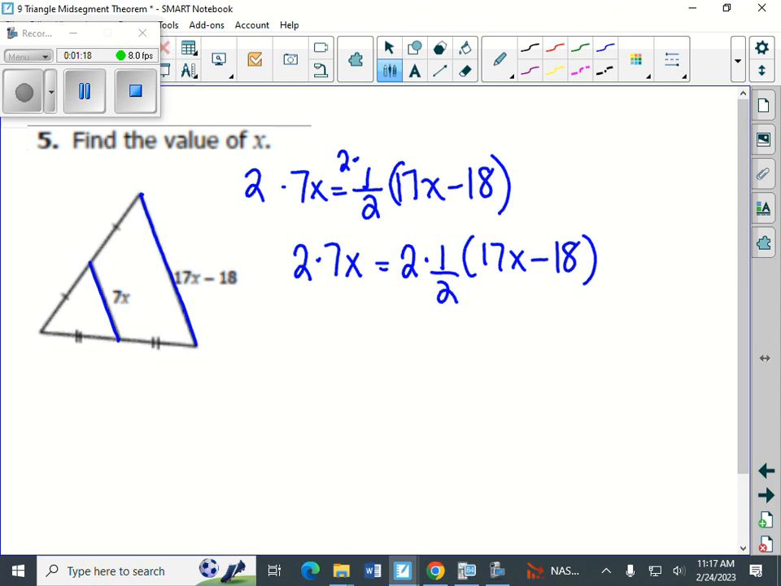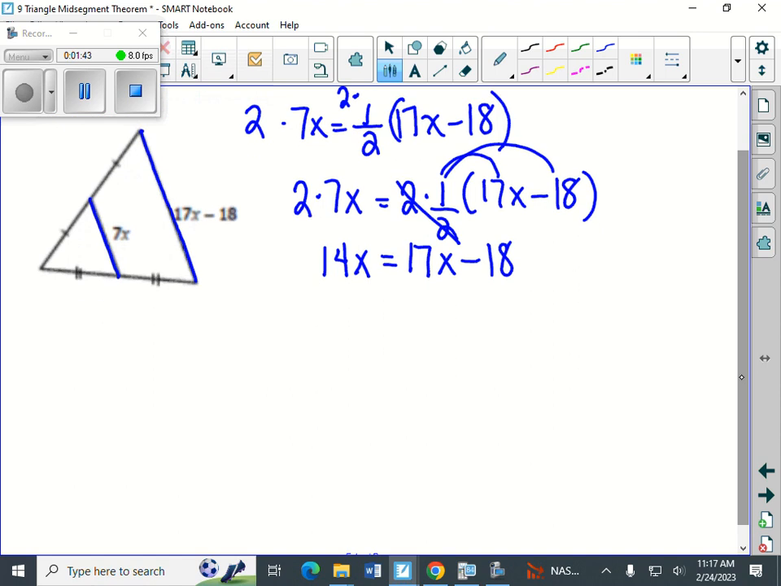I show that step a little bit better here, because what happens is that the 2's cancel out. And when we cancel out the 2's, 2 times 7x is 14x equals 17x minus 18, because we ended up distributing a 1 now. So that was nice. And solve this the way your algebra teacher taught you. I like to move my letter to the left.